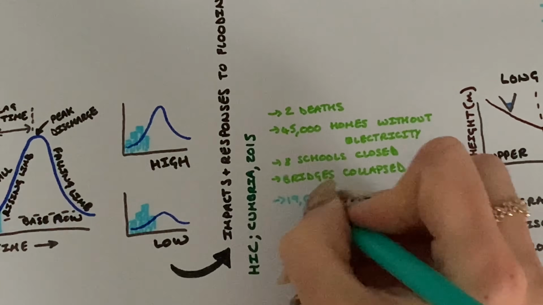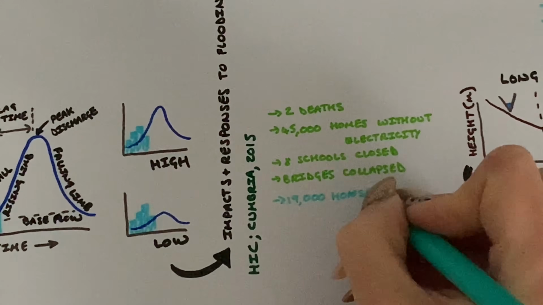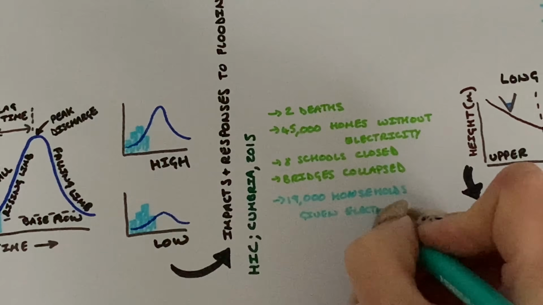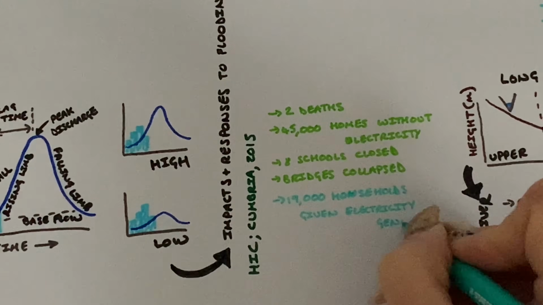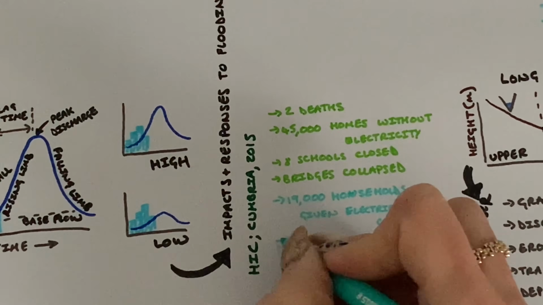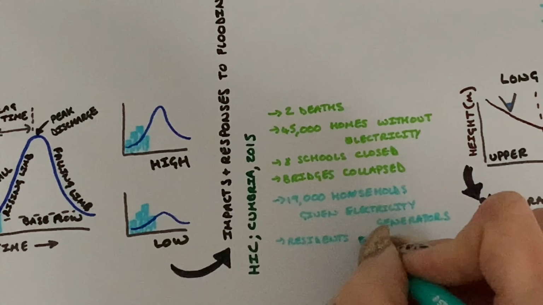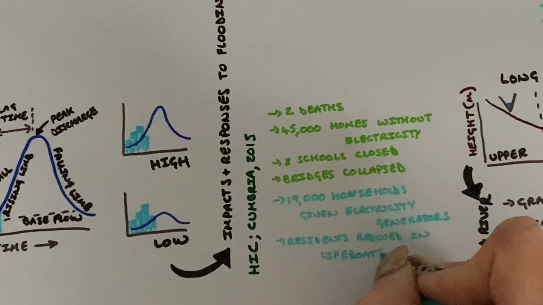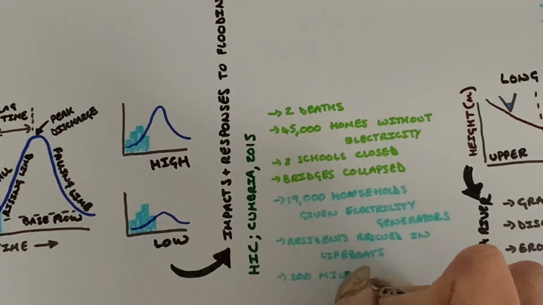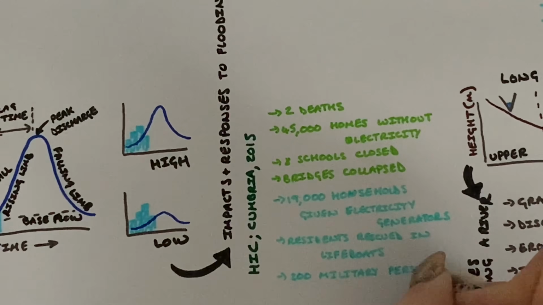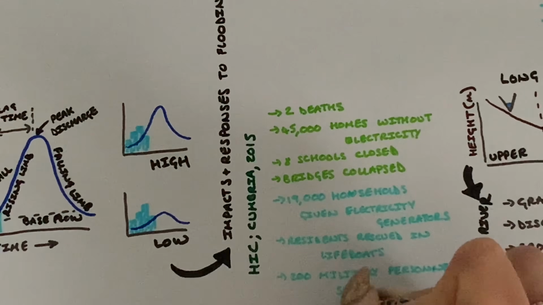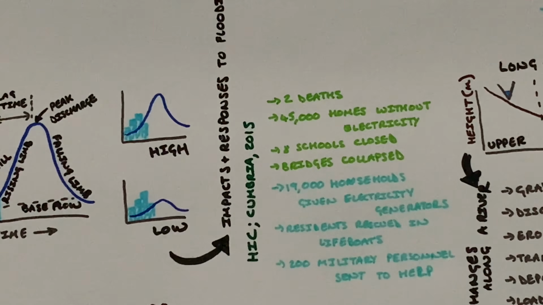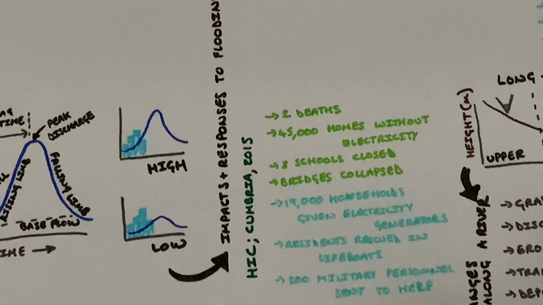Now, in terms of the responses and how we helped, we donated £400,000 to the area within the first 48 hours. We provided electricity generators for those homes that were left without power, and we also sent military personnel in for search and rescue and evacuation. Now again, you might have studied a different case study example here for the impacts and responses of flooding. So just have a look at what you have been taught, and if you can't find it, you can always use this Cumbria flood event as your particular location example.